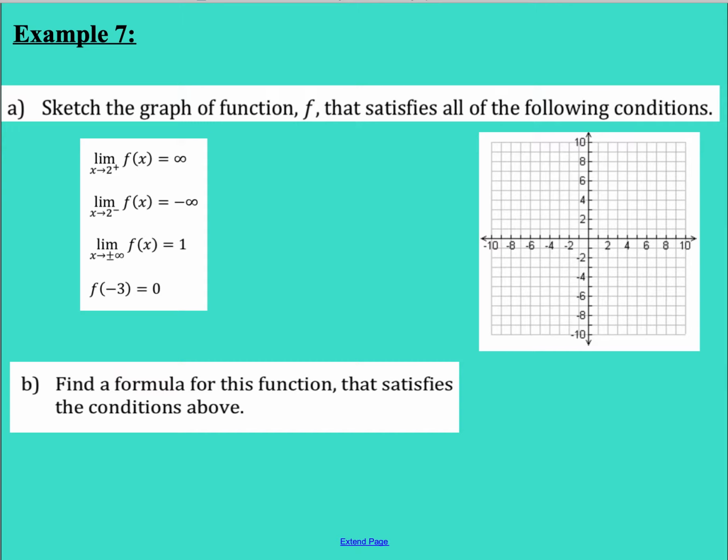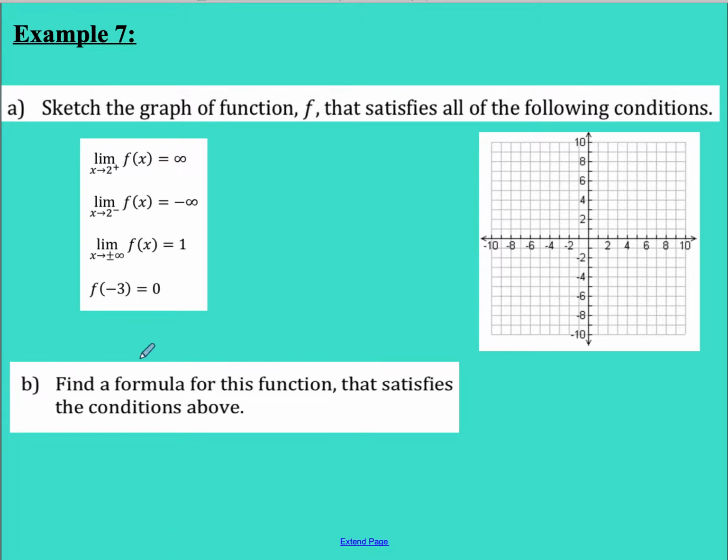All right, we're going to go ahead and look at example 7. We're going to sketch the graph of a function f that satisfies all of the following conditions. So it says the limit as x approaches 2 from the right is infinity, and the limit as x approaches 2 from the left is negative infinity. So I'm just going to go ahead and look at those two first.